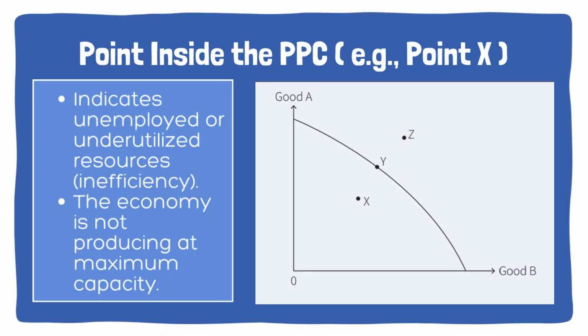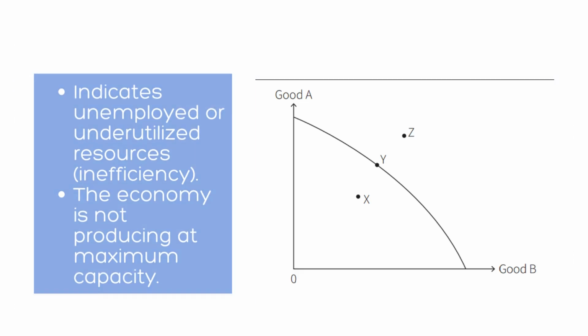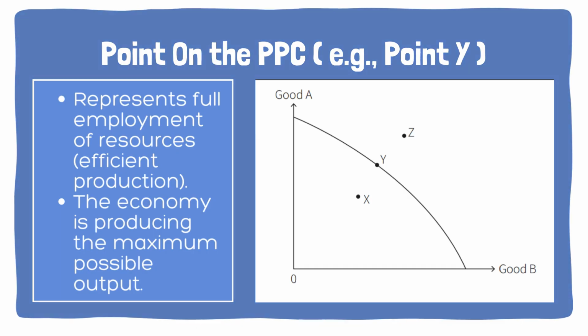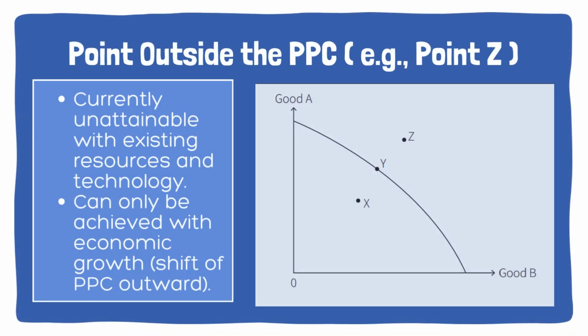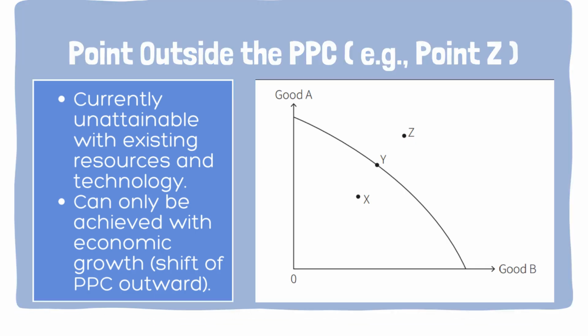Not all points on the PPC diagram mean the same thing. A point inside the curve, like point X, indicates unemployed or underutilized resources, inefficiency. Meanwhile, a point on the curve, like point Y, shows full resource employment and efficient output. But can an economy produce beyond the PPC? A point like Z outside the curve is currently unattainable. It would require more resources or better technology.